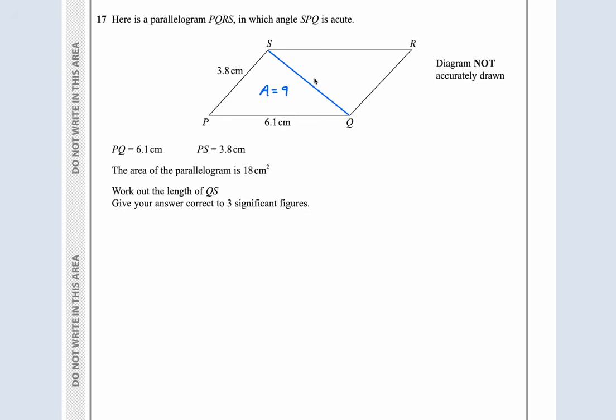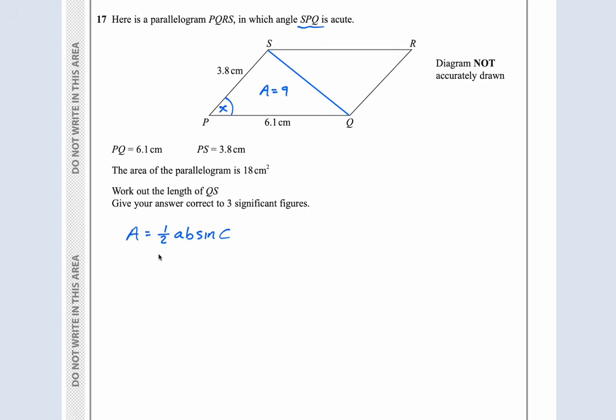Now he says this angle is acute, SPQ. The fact that he said that has given me a bit of a hint, because I'm going to use this angle. Let's use this angle and the area of a triangle formula. So the area of a triangle, area is a half AB sine C. That is in the formula booklet. That's the area of any triangle formula.